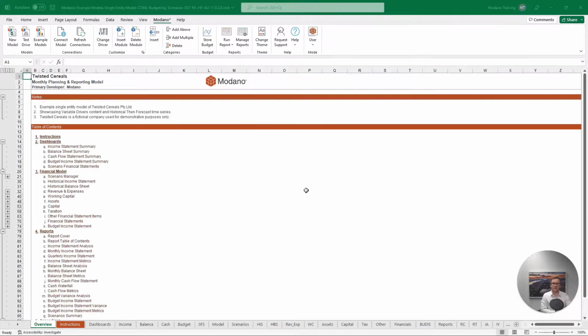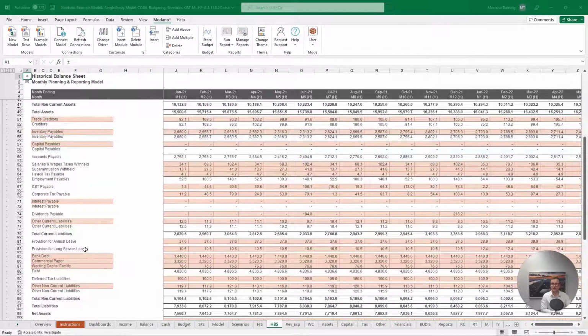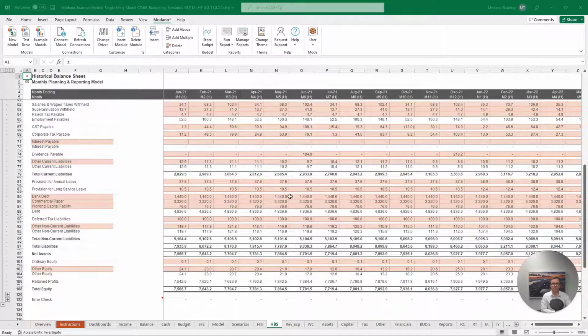Now, hopping back into our financial model, when we first bring in your historical debt balances, they're brought into your historical balance sheet within your non-current liability section at the bottom of the balance sheet. You can see in this example here that we have three categories, those being bank debt, commercial paper, and our working capital facility, and we have their historical balances on the right-hand side of the sheet here.